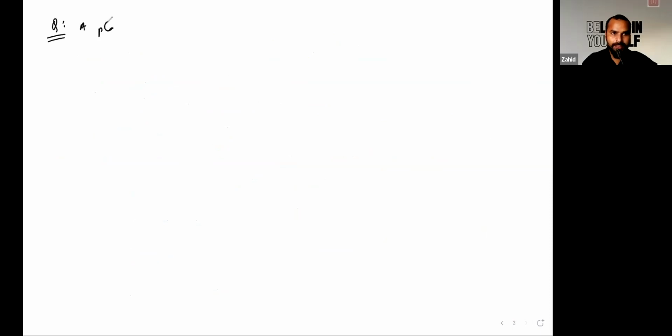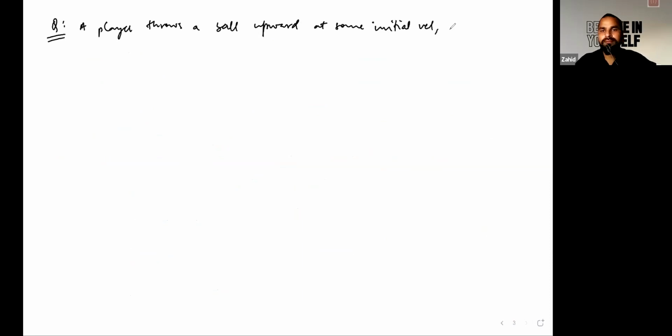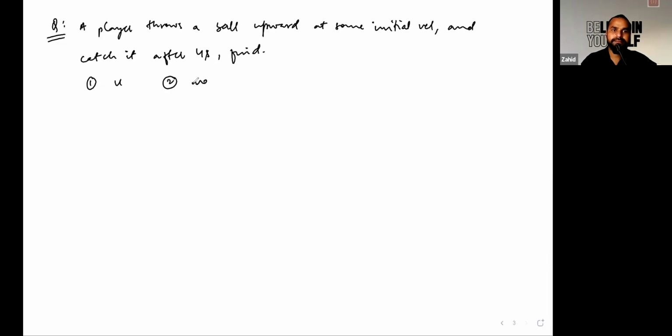Suppose a player throws a ball upward at some initial velocity and catches it after 4 seconds. Find first the initial velocity of throw, and second the maximum height it will attain.